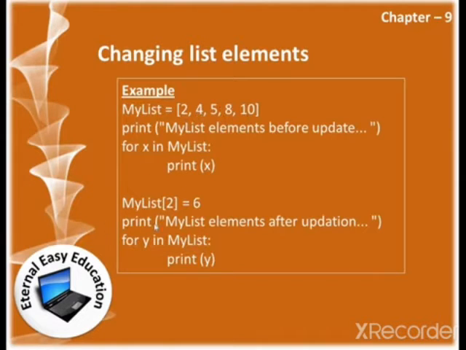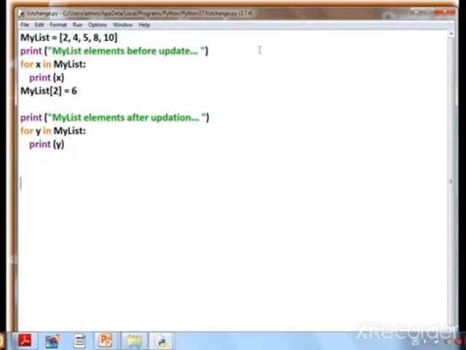Am I right? Next, they are changing as my list of 2 equals 6. They are changing a single element at the index value of 2 to 6. That means the indexes are 0, 1, 2. The element at index 2, which is 5, is going to be changed to 6. Next, my list elements after updation. Again, they are using a for loop to print the values. We'll see in the Python window. Can you see the example? We'll run and see the output.